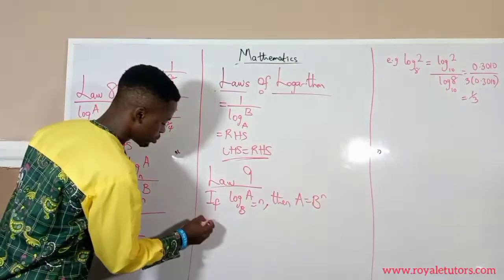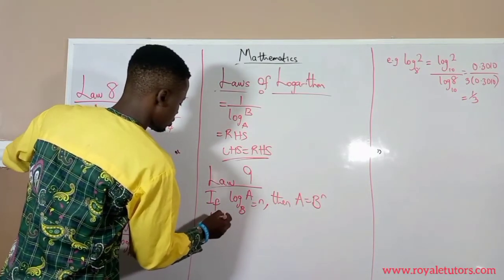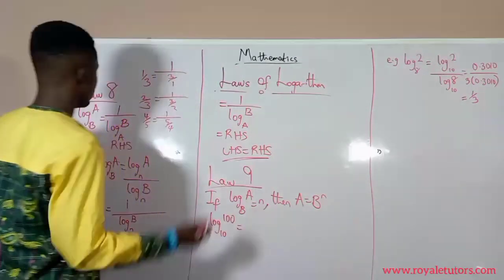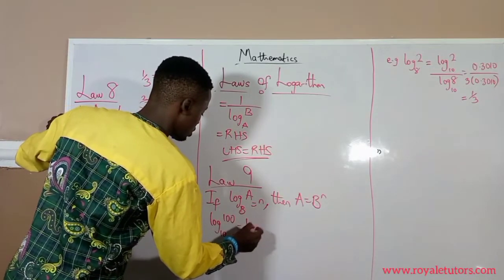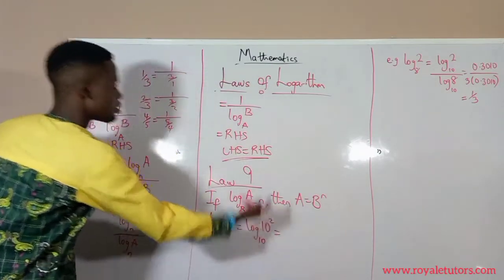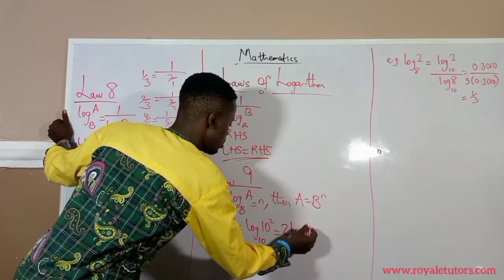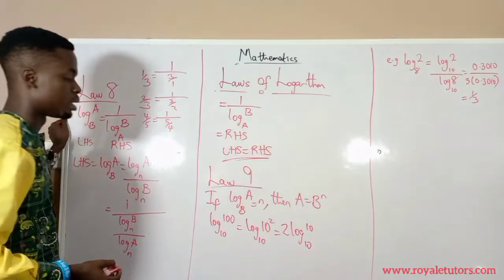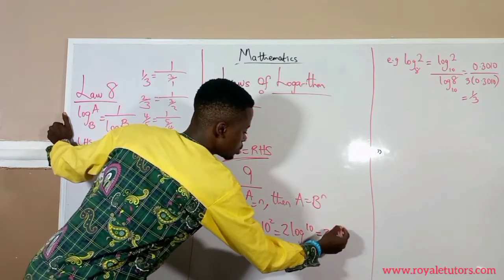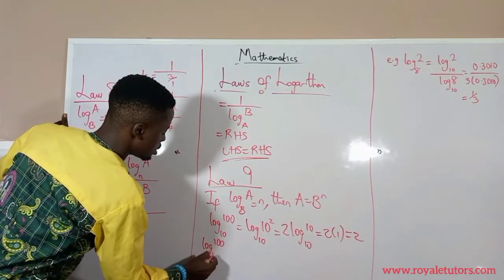For example, if we have log 100 base 10, we know that if we solve this one using the previous knowledge of logarithm that we have, we are going to be having 10 raised to power 2, then we can send the 2 backward. If you send the 2 backward, it becomes 2 log 10 base 10. So we know that from law 3 that log 10 base 10 is 1. This is 2 in the bracket 1, which is equal to 2. So we can say that log 100 to base 10 is equal to 2.